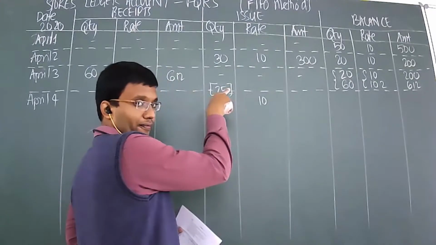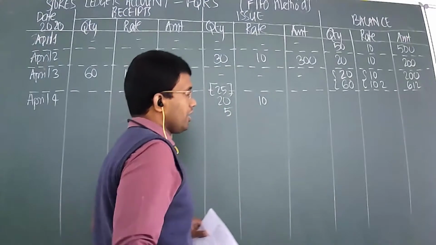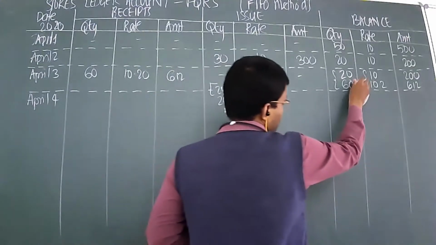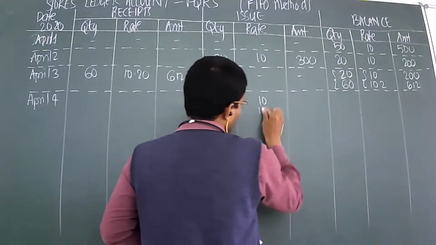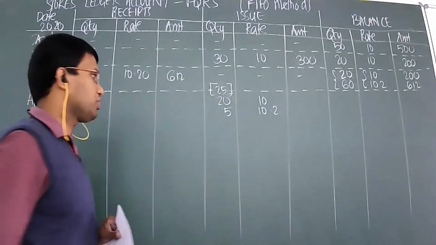Now, we have not fulfilled the complete issue. We have to issue another 5 more. Now, this 5, where would you issue it from? You would issue it from this batch that was bought at 10.2.